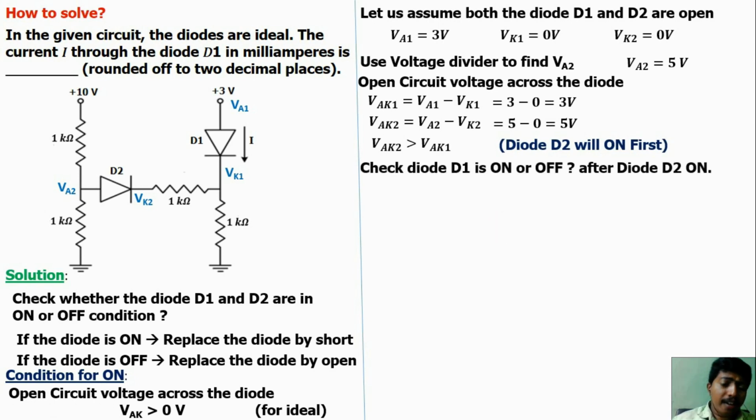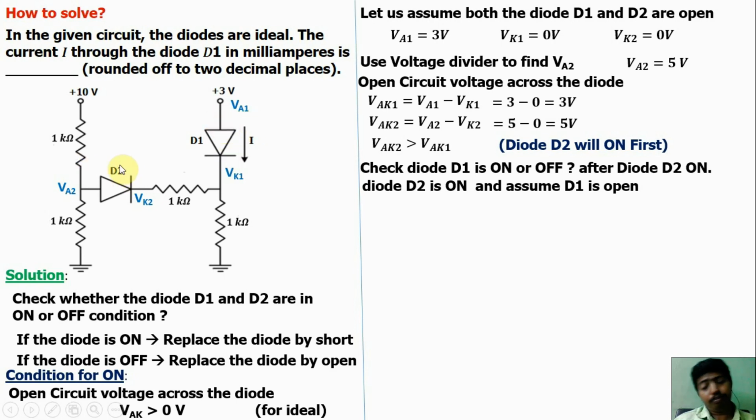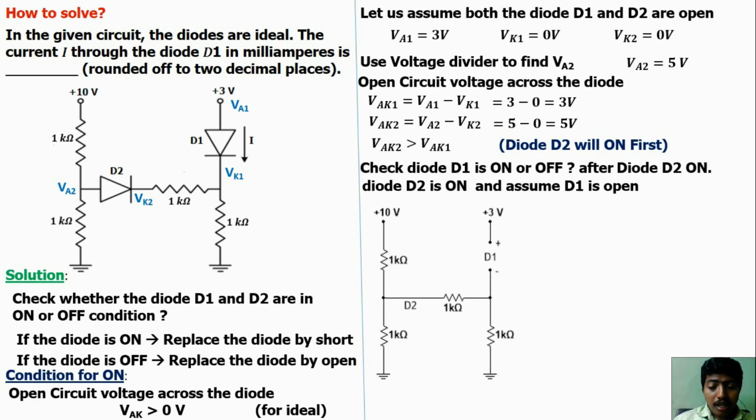Now we have to check whether diode D1 is on or off after diode D2 goes to on condition. So diode D2 is on. We have to assume diode D1 is open because we have to find the open circuit voltage across diode D1 after diode D2 is on. So replace diode D2 by a short, and D1 is open. Let us consider the node voltage V1 and this voltage V2. The anode voltage of diode D1 is 3 volt. The cathode voltage of diode D1 is V2. So we have to find the V2 voltage.